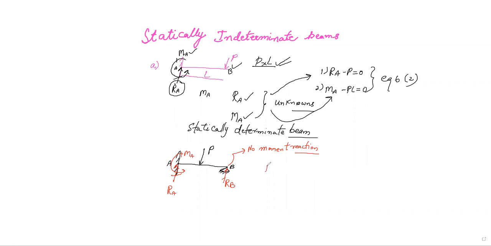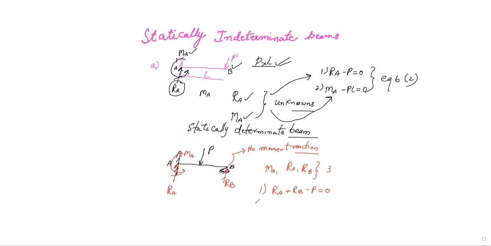So we are now having three unknowns in this case. We have unknown MA, we have unknown reaction RA, and we have unknown reaction RB. So our number of unknowns is three. And how many equilibrium equations do we have? One equilibrium equation is RA plus RB minus P equal to zero.